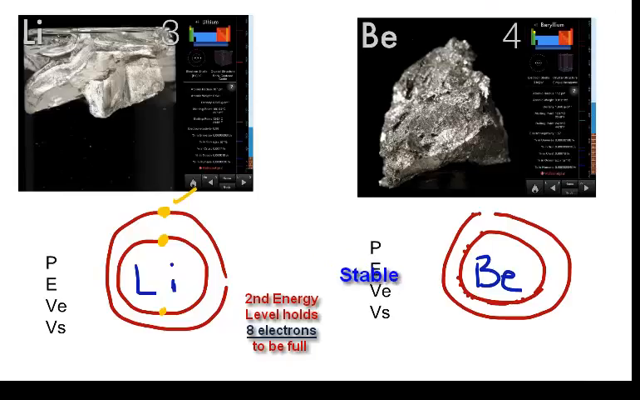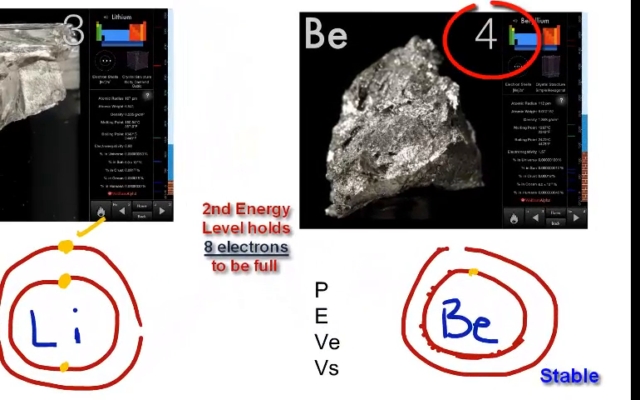Let's look at beryllium. Beryllium has 4 protons, has 4 electrons. The first 2 go in the first energy level. The other 2 will go in the second energy level. Notice I'm putting them as far away from one another as I can. How many valence electrons does beryllium have? It has 2 valence electrons. The valence electrons are those found in the outermost energy level.